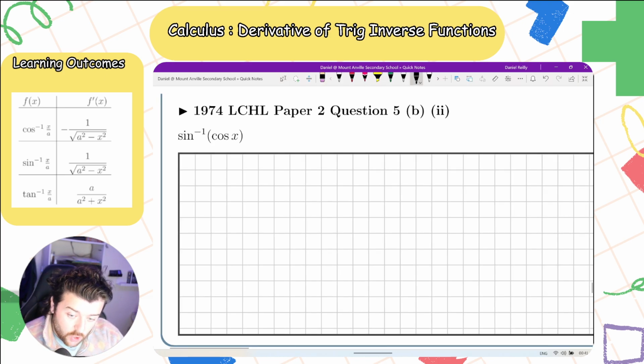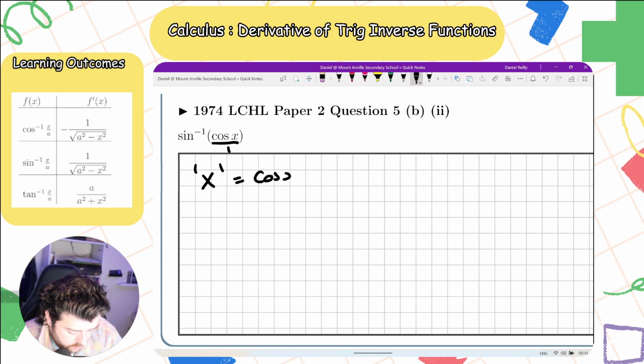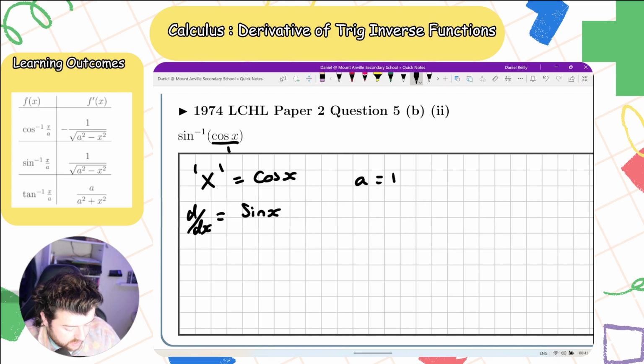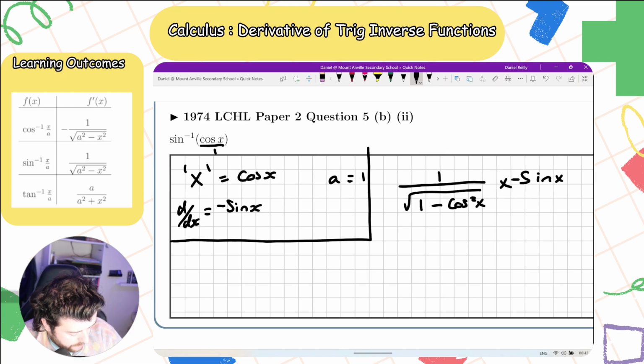Right? So sine inverse of cosine x. So, again, write this over 1. So my x in my big formula up here is going to be equal to cosine x. My a is equal to 1. My derivative of cosine x is just minus sine x. Subbing it into my formula, it's 1 over root 1 squared minus cosine squared x, multiplied by the derivative, which is minus sine x. So I have minus sine x over root 1 minus cosine squared x.